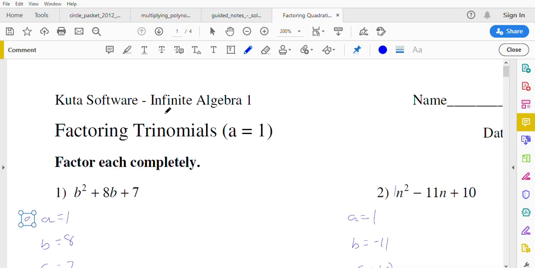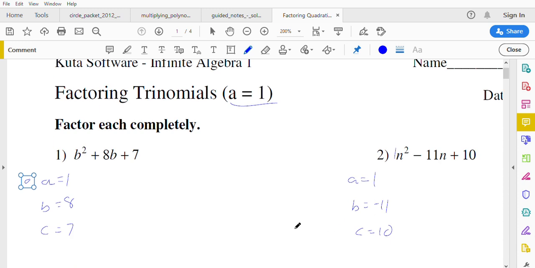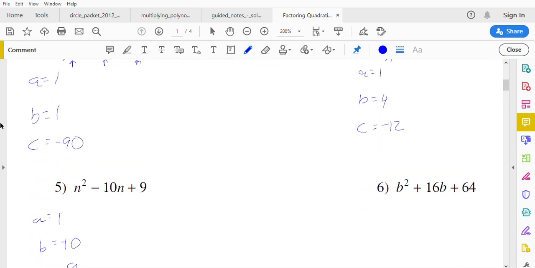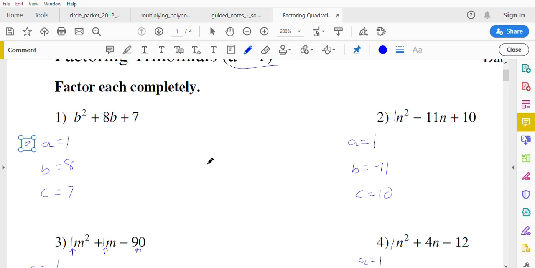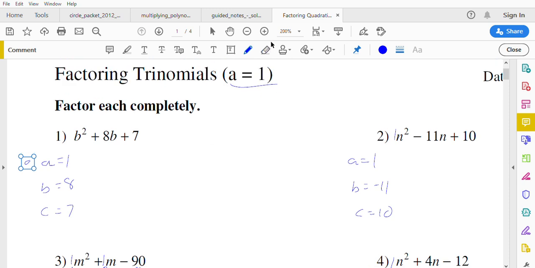Why is this important for us? If a does not equal 1, then we have to use a different method.